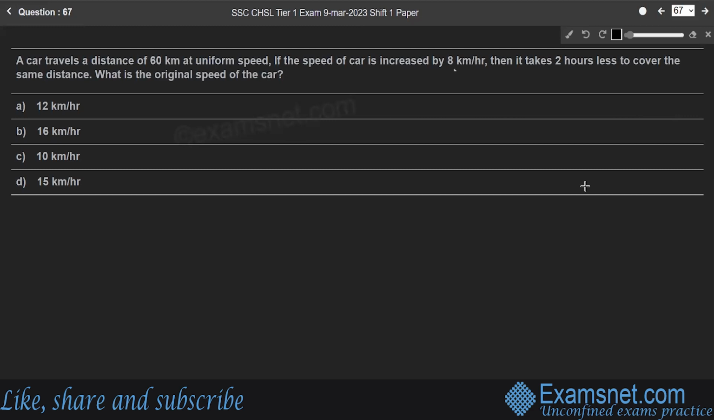Question 67. A car travels a distance of 60 km at uniform speed. If the speed of the car is increased by 8 km per hour, then it takes 2 hours less to cover the same distance. What is the original speed of the car?